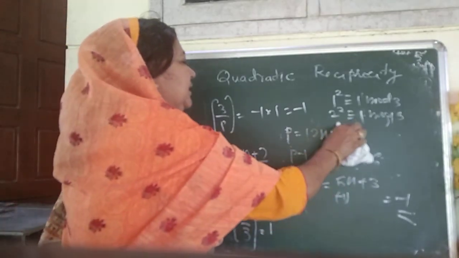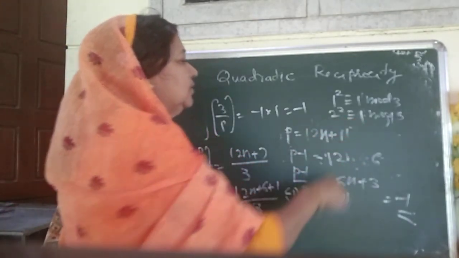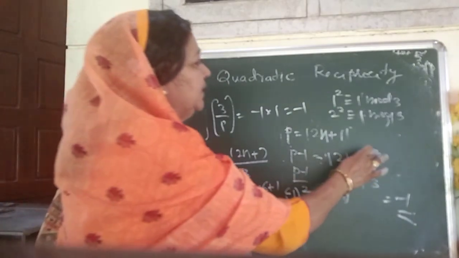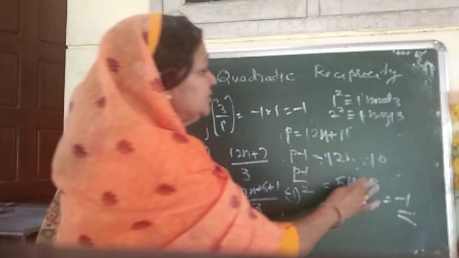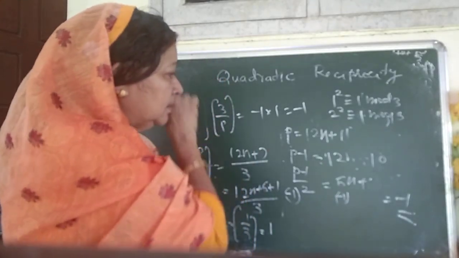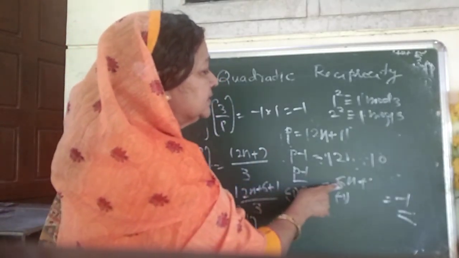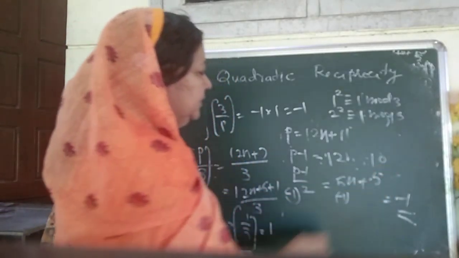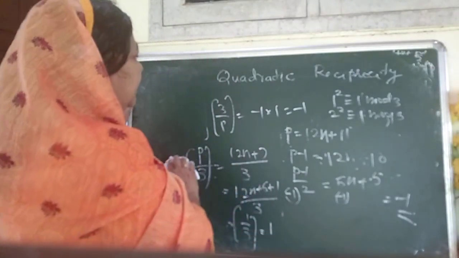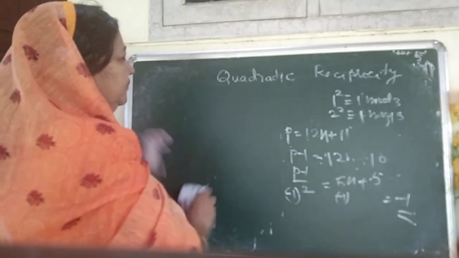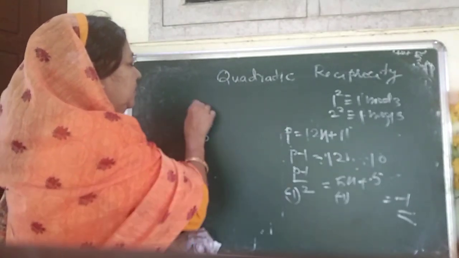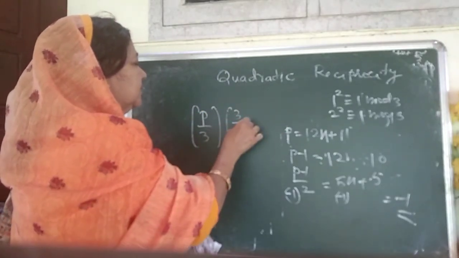Similarly, we can see that if P is equal to 12n plus 11, P minus 1 is 12n plus 10, and P minus 1 by 2 is 6n plus 5. Therefore, it is minus 1. Then also, P by 3 into 3 by P is minus 1.